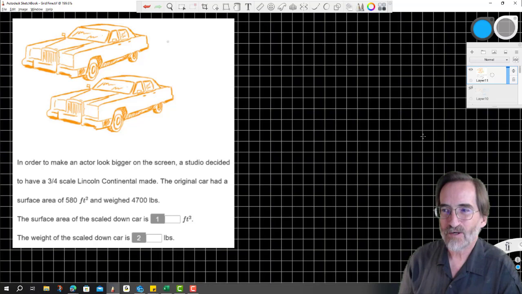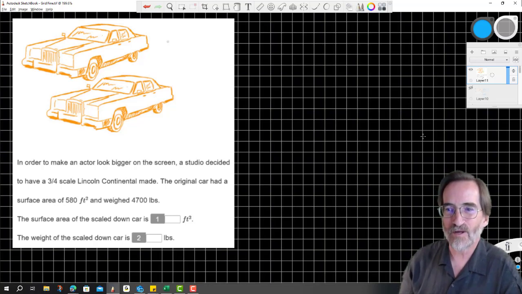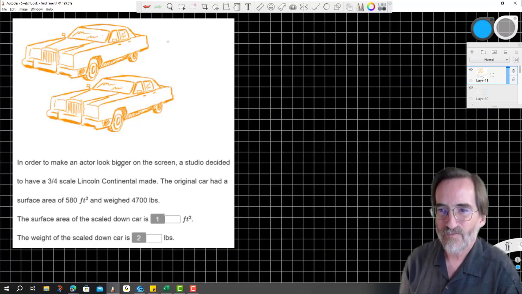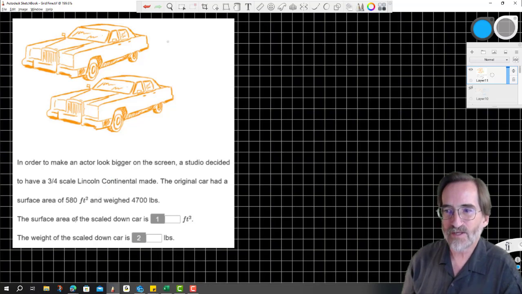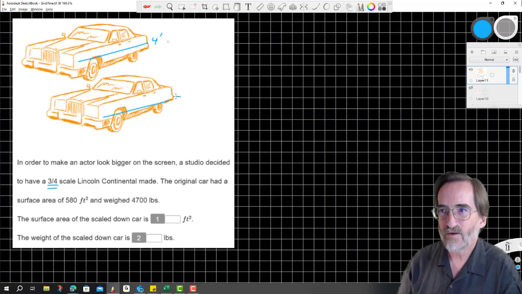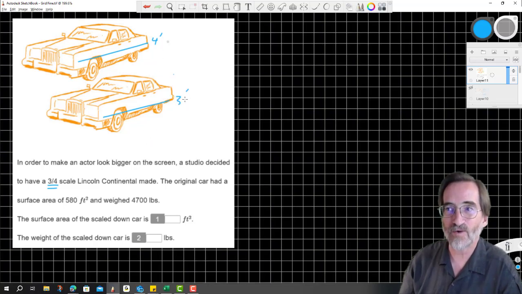In order to make an actor look bigger on the screen, the studio decided to have a 3/4 scale Lincoln Continental made. The original car had a surface area of 580 square feet and weighed 4,700 pounds. The surface area of the scaled down car is? Now, the 3/4 scale means that it's 3/4 as long. The ratio of length, if this is 4 feet, then this is 3 feet. I'm not saying the cars are actually 4 feet and 3 feet, but that's the ratio of their lengths.